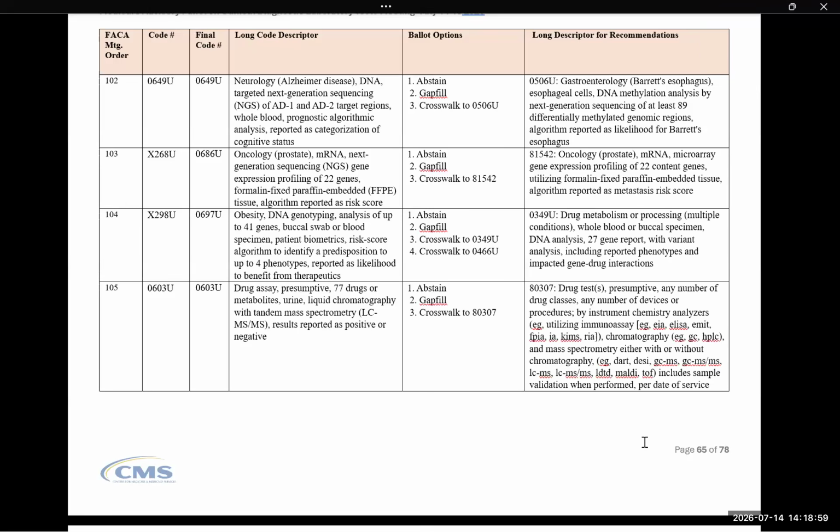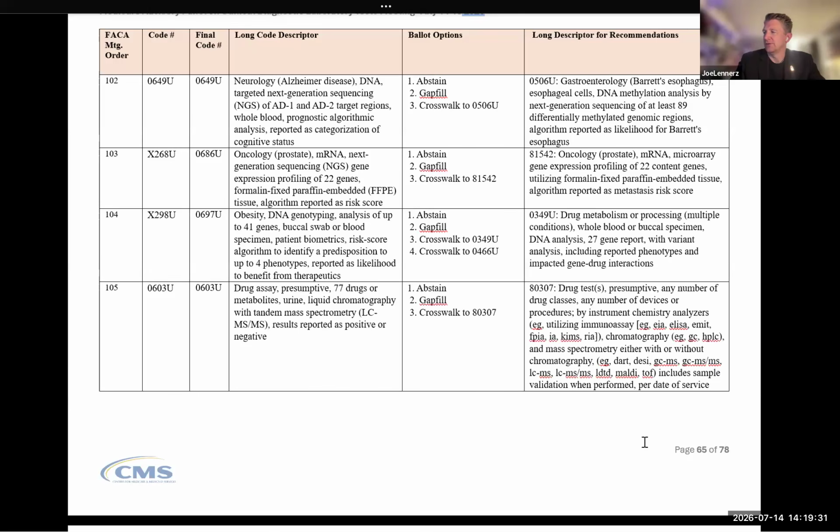Thank you, Joe. Does anyone have any further questions on this PLA code from the panel or the CMS? All right, if not, panel members, please cast your votes. Thank you. All right, the next one up is X268U with the final code of 0686U, and this one also goes to Dr. Leonard's.